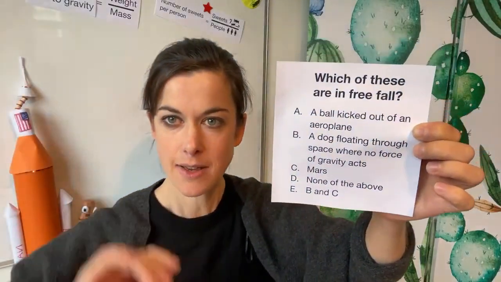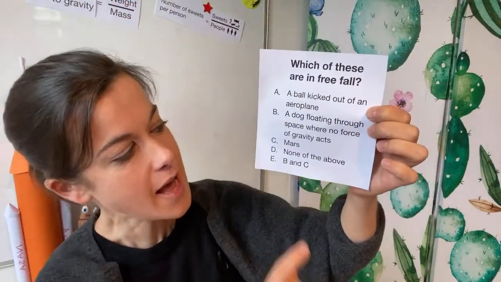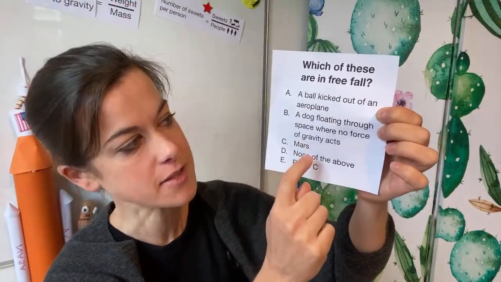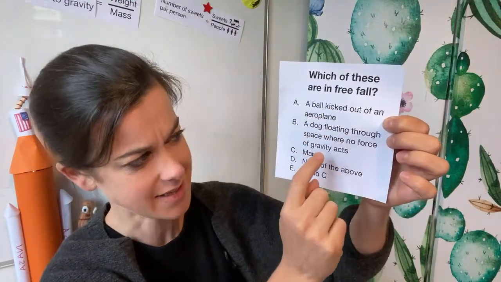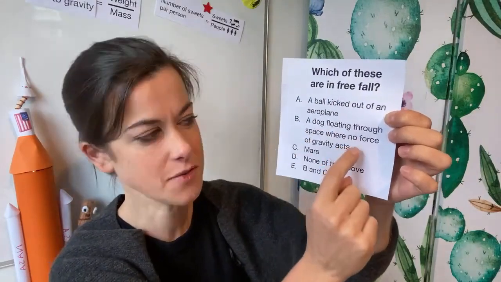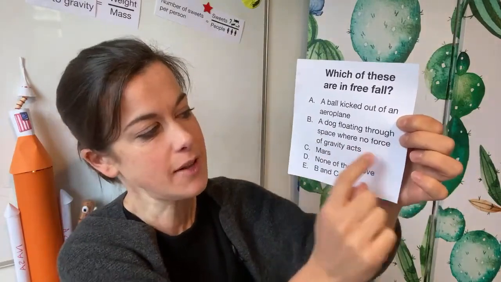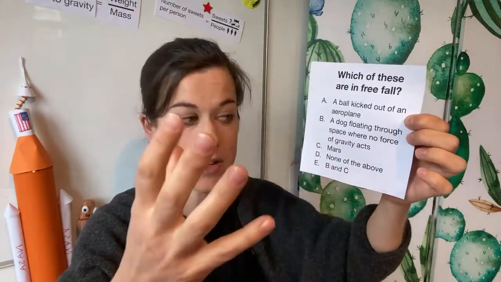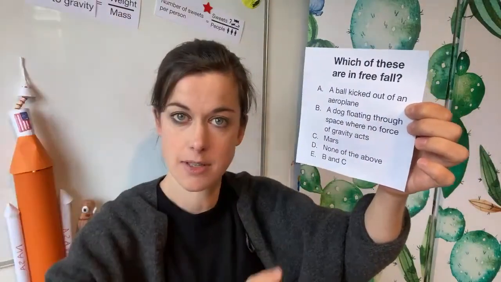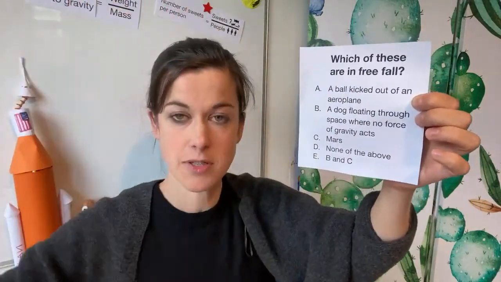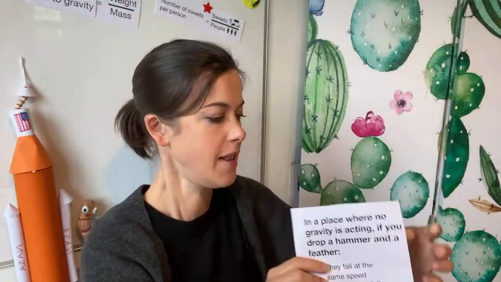The answer is, 5, 4, 3, 2, 1: C, just Mars. Obviously the thing falling out of the aeroplane has got air resistance acting against it. The dog was sort of a trick question because there's no gravity acting on it either. Very unusual to get that situation, but if there's no gravity acting on it, it's not in free fall. But Mars is in free fall around the sun because only the force of the sun's gravity is acting on Mars. Well done if you got that.